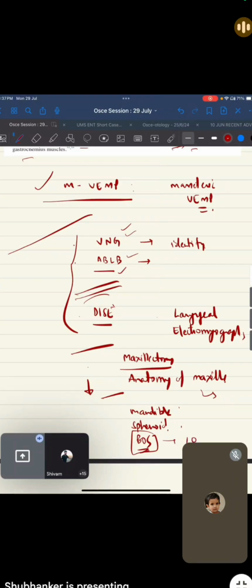So apart from these bones, maxilla, mandible, sphenoid, and base of skull, if you are thinking of doing something else, please let me know. We'll try to include it. In mandible we'll be including cuts of mandible, all the classifications of mandibular defects, and reconstruction of mandible. These 3 things will be in the next session. For the next session, please read up on these things: BNG, ABLB, DICE, electromyography, and maxillectomy. Again, that will also be a short session, 30-35 minutes.